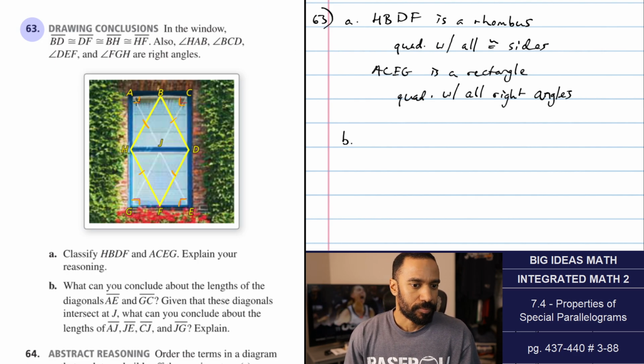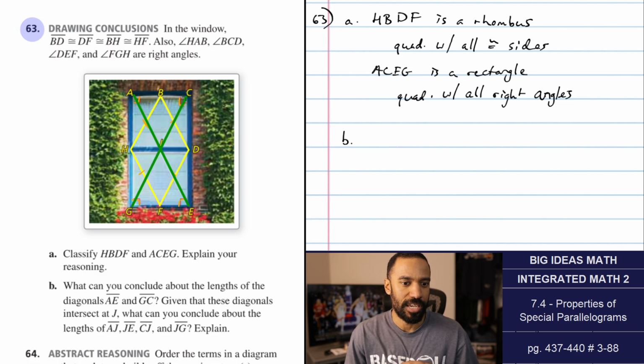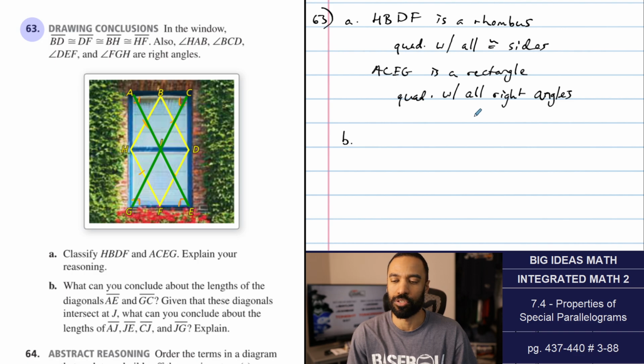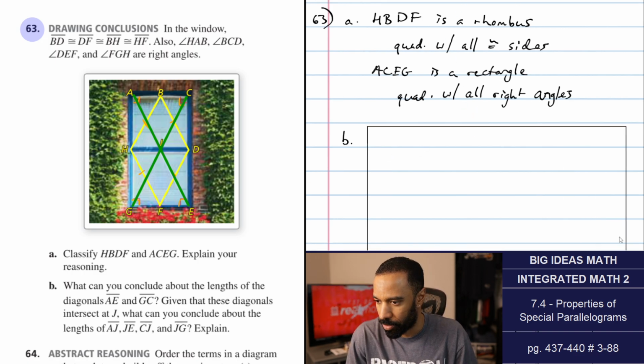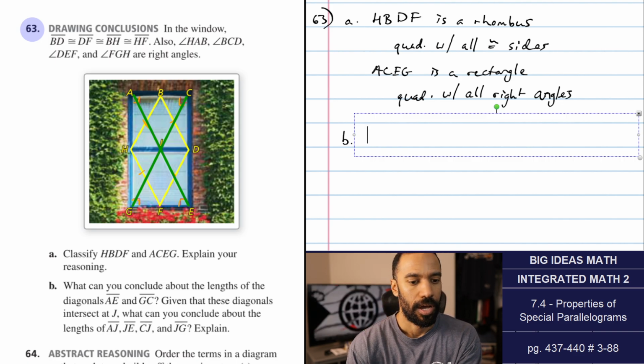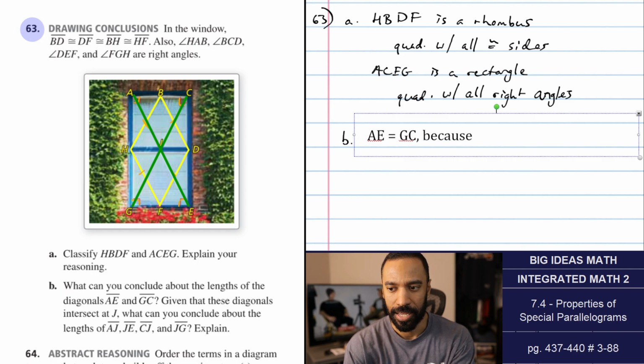I'll tell you what. This has nothing to do with a rhombus. AE and GC have to do with the rectangle. Remember, ACEG is a rectangle, and what I drew in green are diagonals for that. I'm going to type this one. Diagonals in a rectangle are congruent. So AE equals GC. That's my conclusion, because diagonals of a rectangle are congruent.